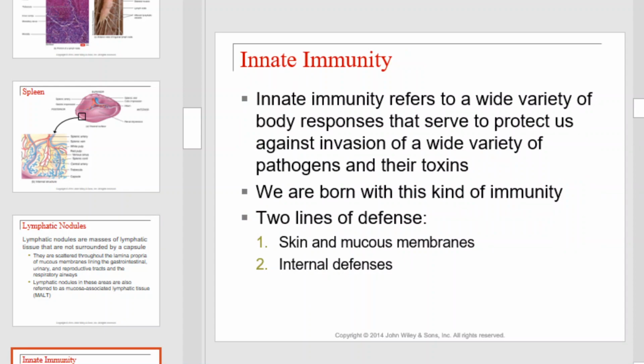Innate immunity. Innate immunity refers to a wide variety of body responses that serve to protect us against invasion of a wide variety of pathogens and their toxins. We are born with this kind of immunity. It's made of two specific lines of defense: skin and mucous membranes, and internal defenses.